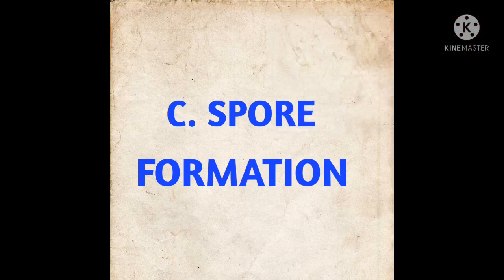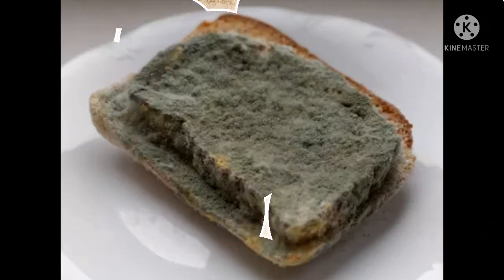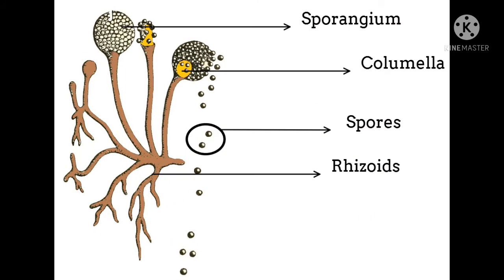Spore formation. Take a slice of bread, cover it with a vessel and leave it undisturbed for 2 to 3 days. Then you find a grey colored fungus called bread mold. The whole growth appears like a black powder-like matter which is nothing but spores.